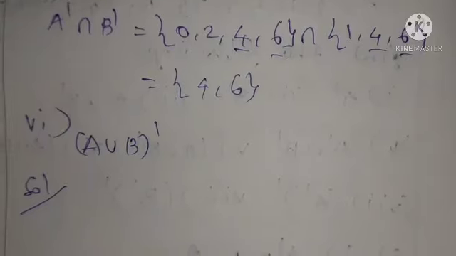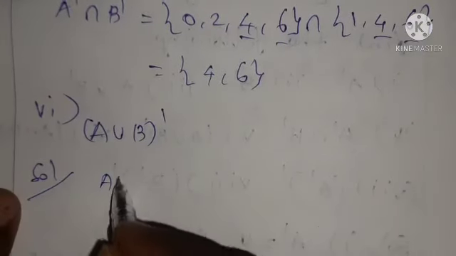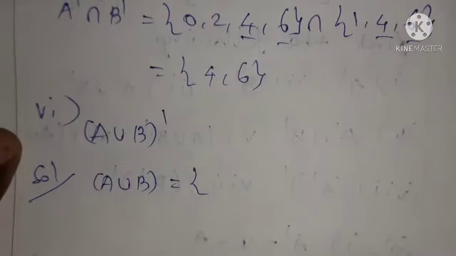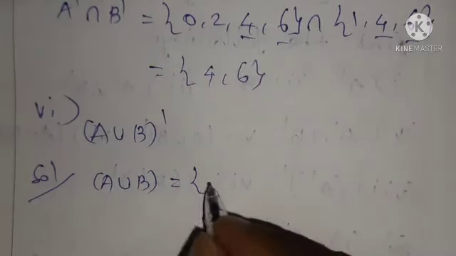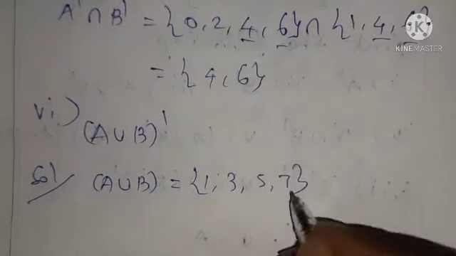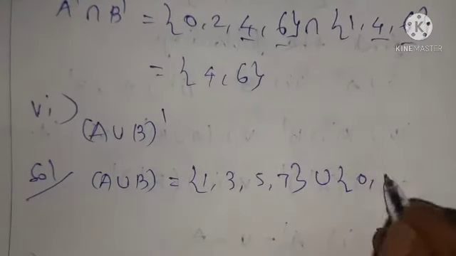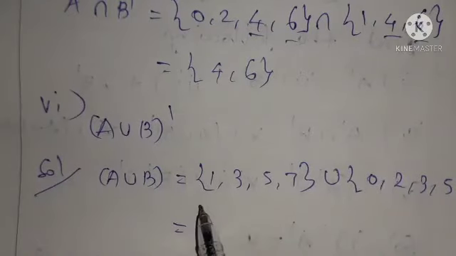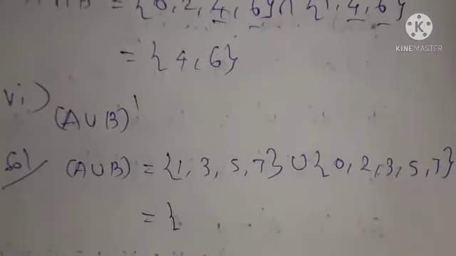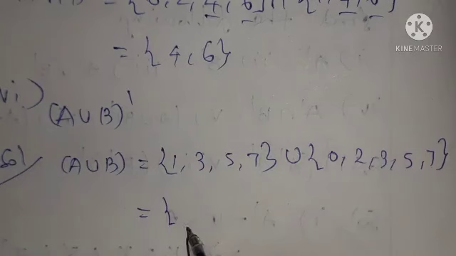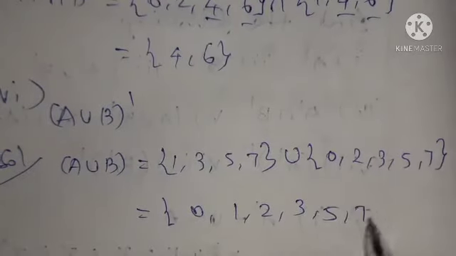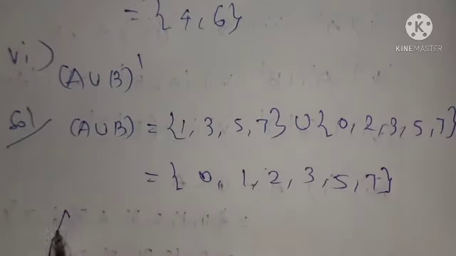The next, A union B whole dash. First find A union B. Set A elements 1, 3, 5, 7, union set B elements 0, 2, 3, 5, 7. So now A union B means combine the elements of both the sets A and B. Write the elements one time: 0, 1, 2, 3, 5, 7.